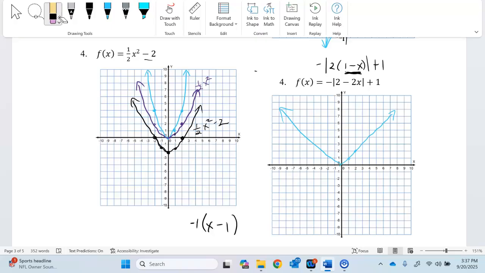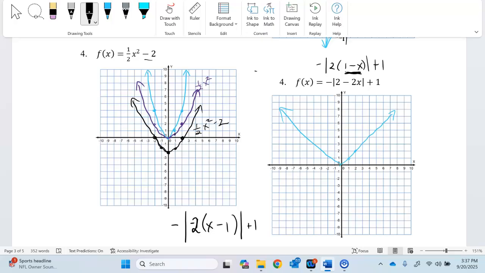Okay, so that was just this piece. It's really a 2 out there. So negative 1 times 2 is negative 2. And then this negative and the absolute value bars and the plus 1. Okay, so step by step, let's see what this looks like.